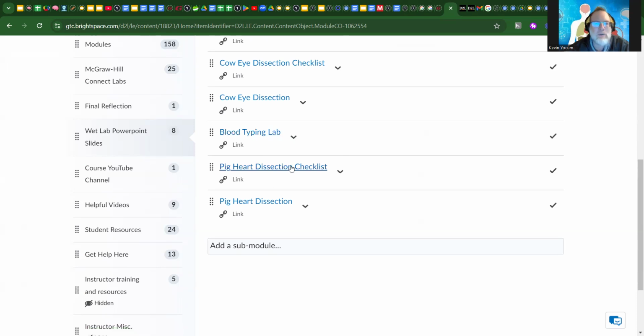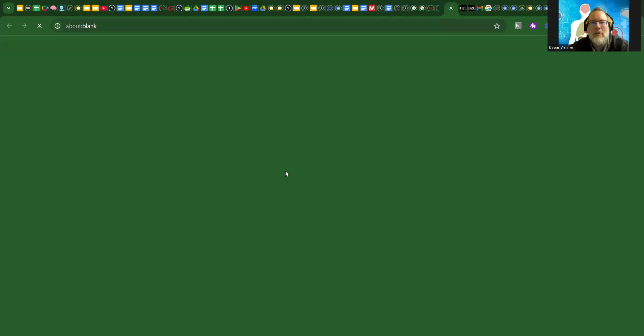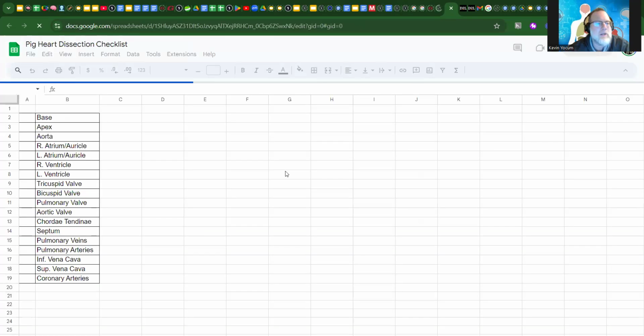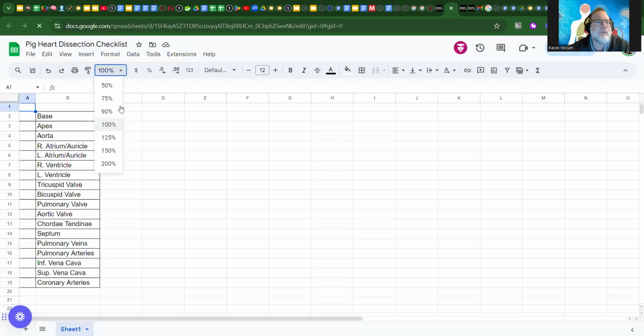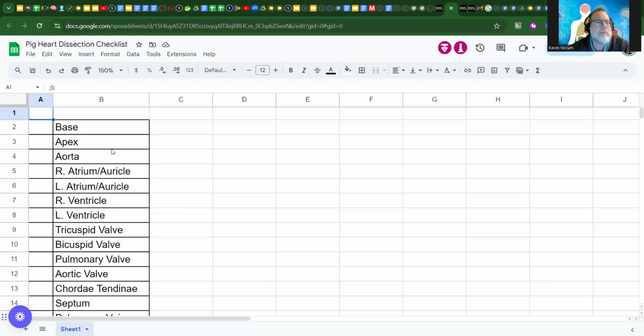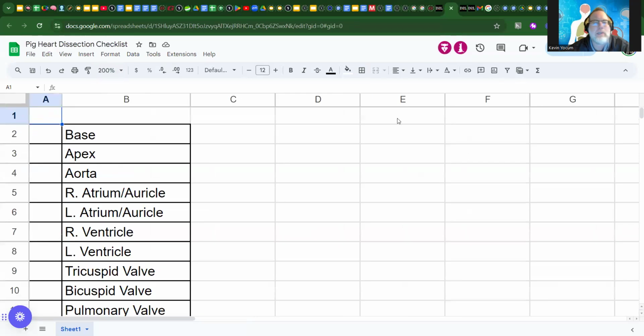All right, so let's move into the pig heart. And again, there's a PowerPoint that I'll have up, but we're going to look at the checklist. There are, I think, about 15 to 20 items here with that. Pop that up a little. I'll go 200 even. There we go.